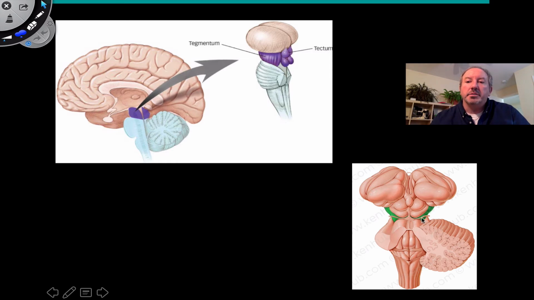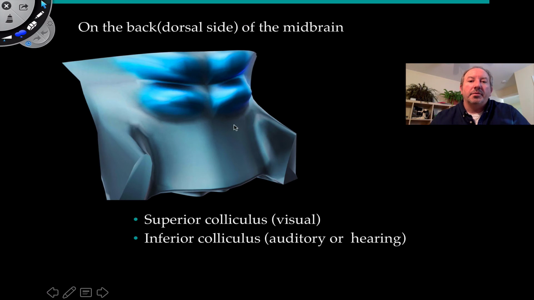Here's your peduncles that are shown here in green. Here's your quadrigemini right there. And so these particular quadrigemini are referred to as the superior colliculus. So these superior colliculi, colliculus, singular, are for visual, and inferior are for auditory, which is hearing. And so they're specialized into visual and hearing in this particular area of the midbrain.